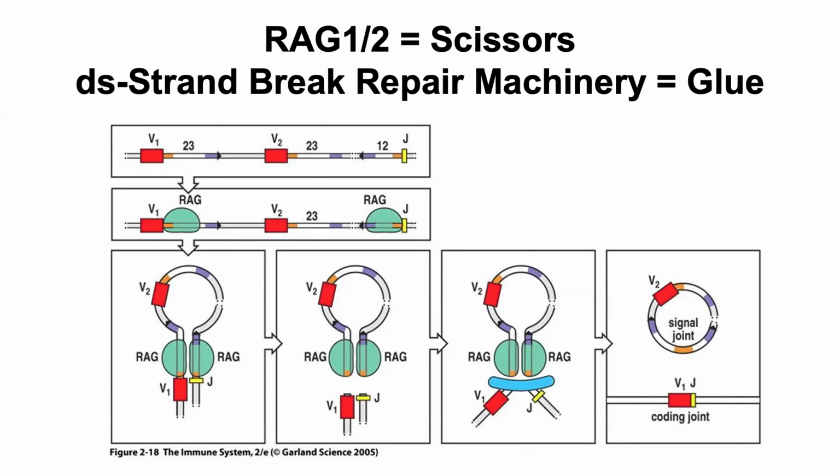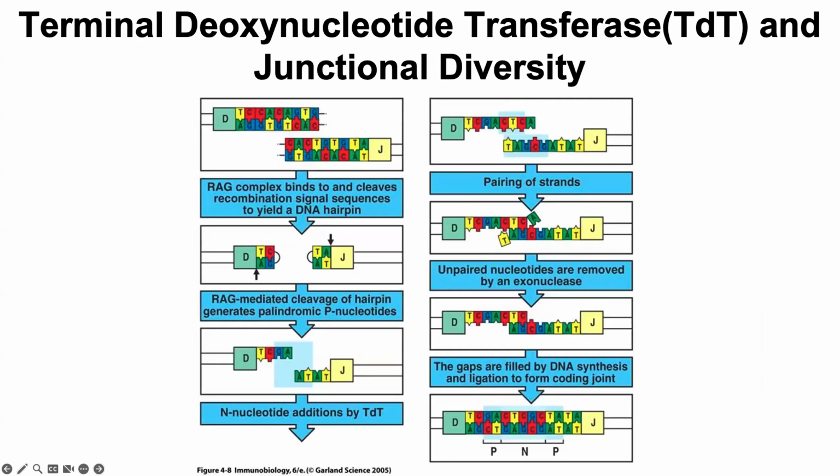Okay, so I know I went through a lot of background to get to this point, but I do think it's important to understand this, especially as genetic counselors, because this is the basis for all newborn screening that's done for SCID. The other thing, and this is just for funsies, the other way that we generate diversity in our antibody genes and our T cell receptor genes.